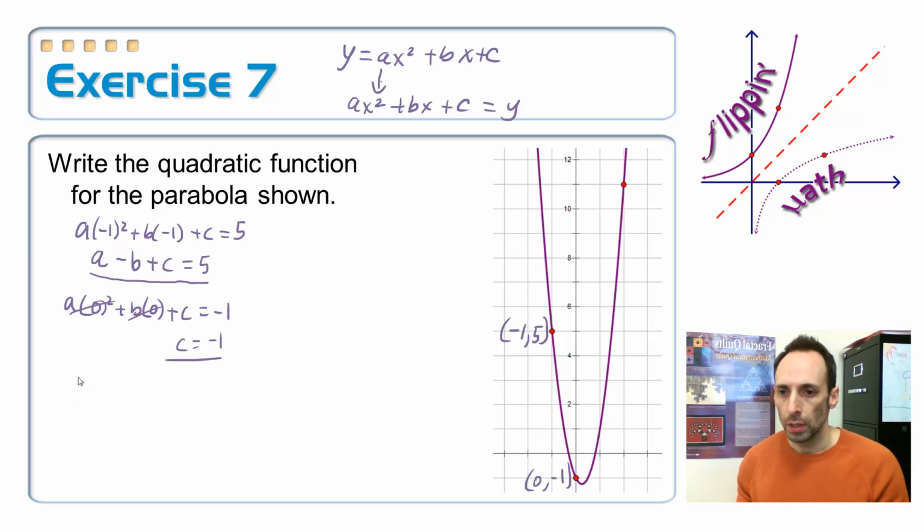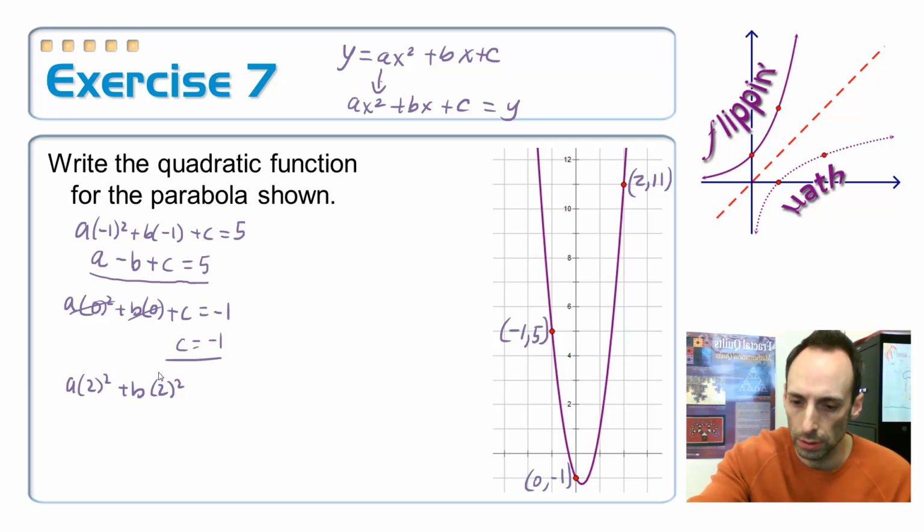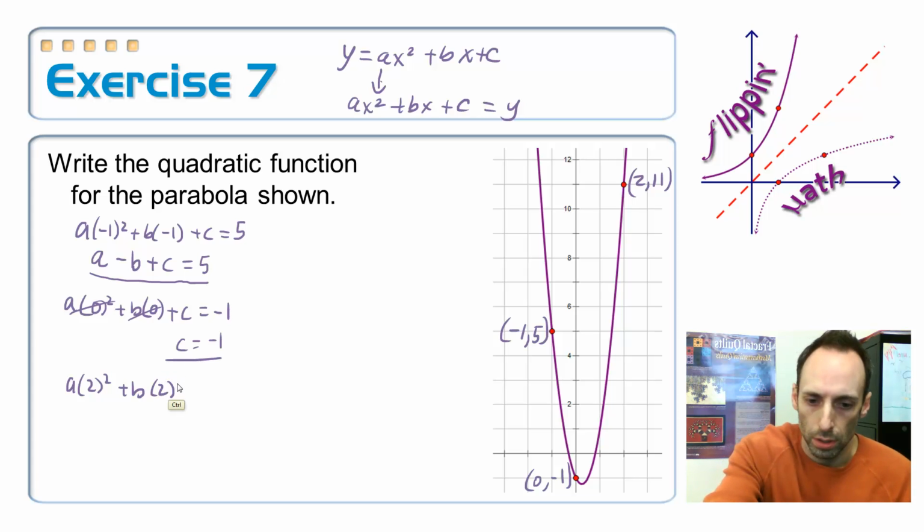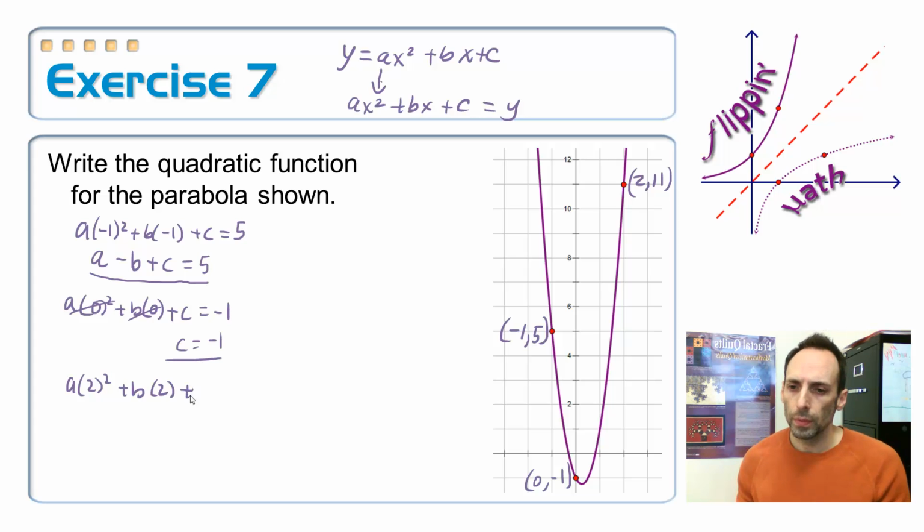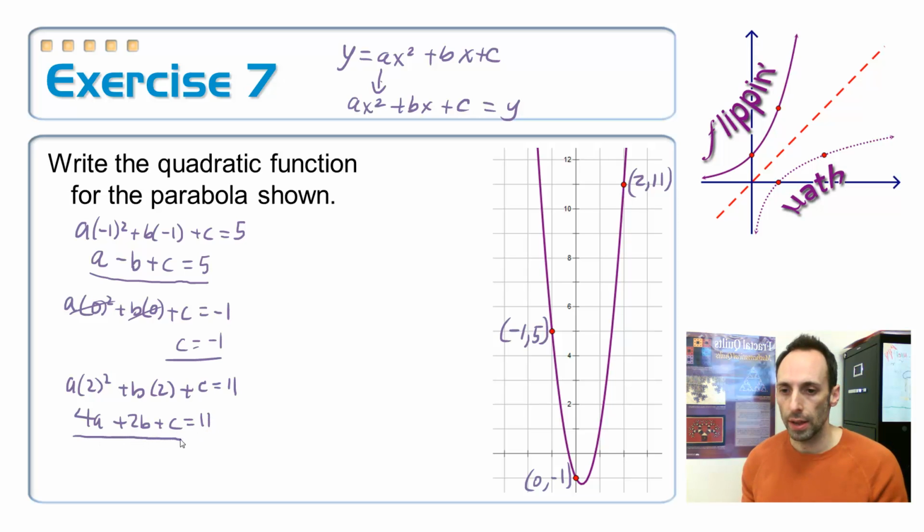Final equation. I need the coordinates for this point. That's 2, 11. Right. So plug in those points in. A times 2 squared plus b times 2. Not squared. B times 2 plus c, all this is equal to 11. Now you don't have to write those steps down because it's pretty easy to just go, oh, I'm sticking a 2 in here, 2 squared is 4, I got 4a, plus 2 times my b, plus my c is equal to 11. So here's the last equation.